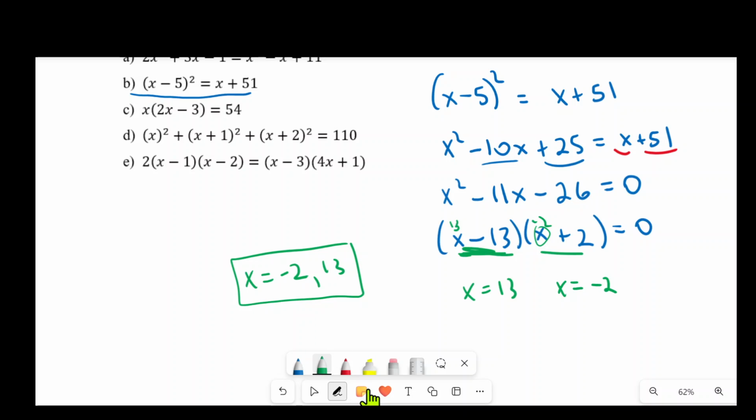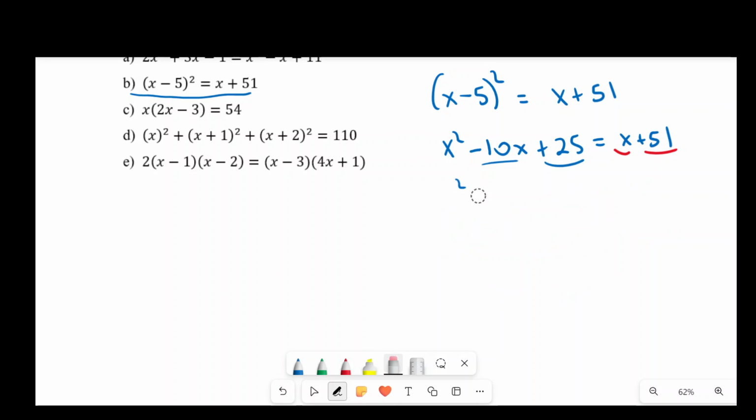And if you're wondering, it's just a good habit to write your answers as a solution set. And we like our numbers to be in numerical order. So that's why I wrote negative 2, 13 instead of 13, 2. Not a big deal, but a nice thing to notice and try to do if you can. So let's go and look at part C.